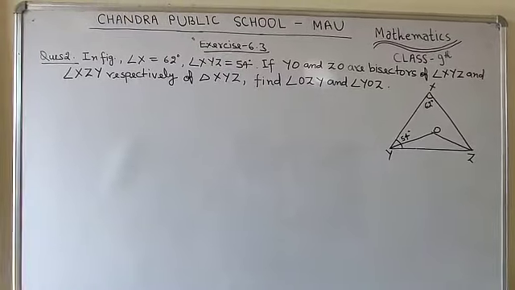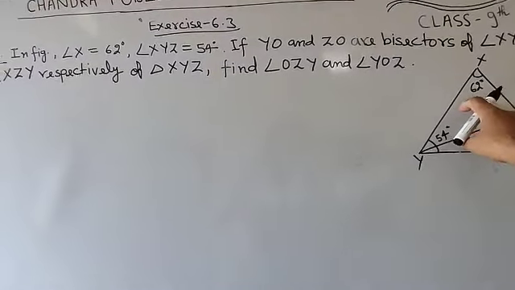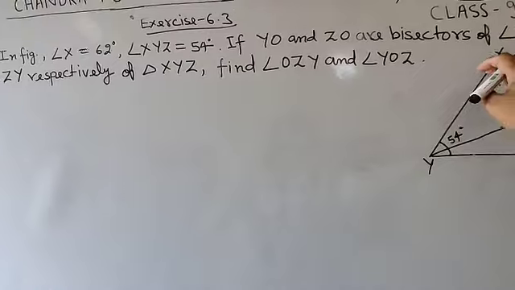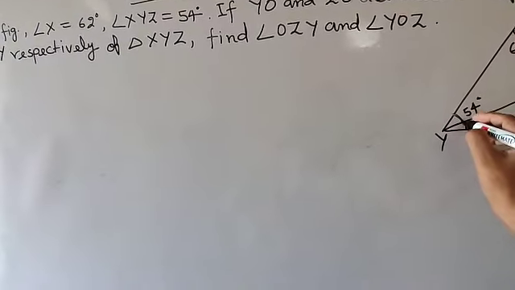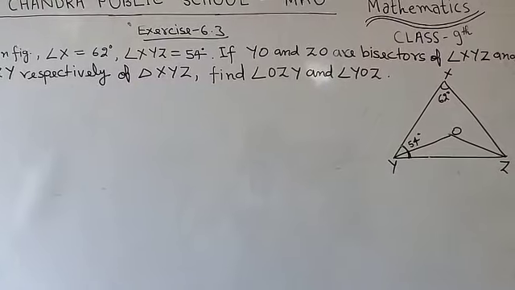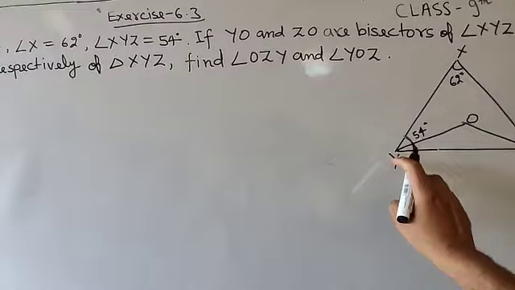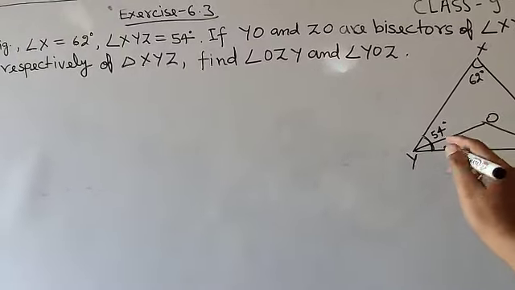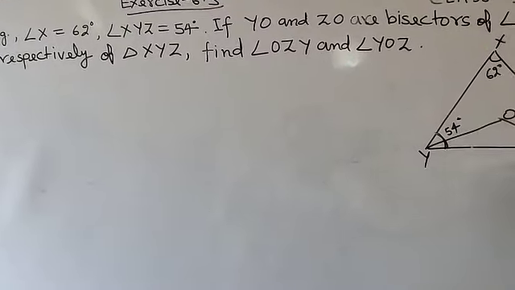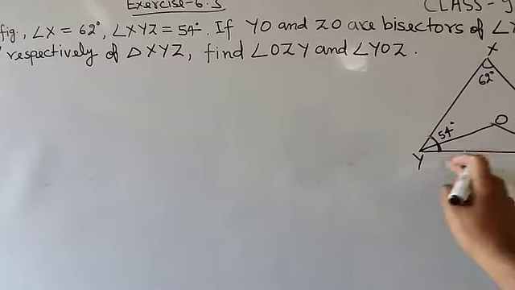Now students, here is question number 2. In the given figure, angle X equals 62 degrees. Here you can find angle X is 62. Angle XYZ, this complete angle, is equal to 54 degrees. YO and ZO are the bisectors of angle XYZ and angle XZY.